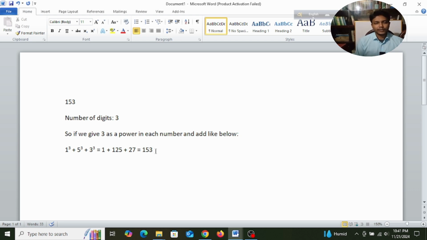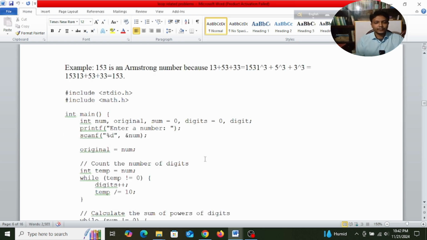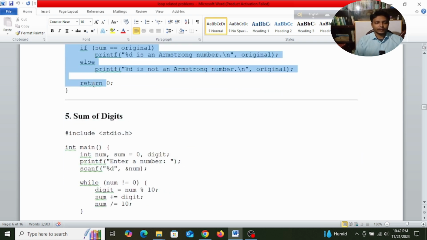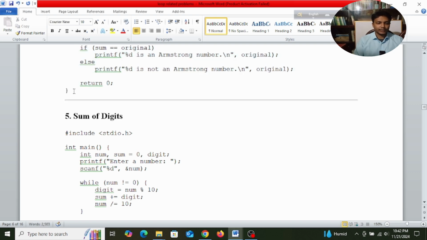So these kinds of numbers are called Armstrong numbers, right? These numbers are called narcissist numbers as well. If you want, you can ask ChatGPT why they are called narcissist numbers. Anyway, now we will discuss the program. If you provide any number, the program will say if the number is an Armstrong number or not. We will describe the program and try to understand how it actually works.